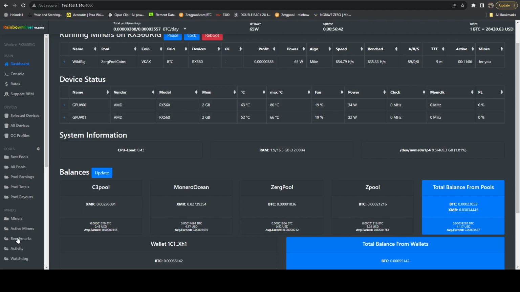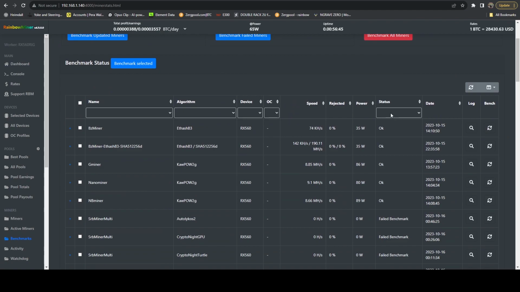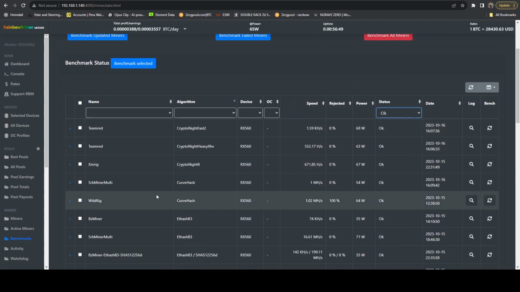Now, if we jump on over to the benchmarks, let's filter this on successful benchmarks, and we'll go ahead and sort this by algorithm. I'm going to walk through all the algos that it supports, which is actually pleasantly surprising. I didn't think it was going to be this many, but it is.